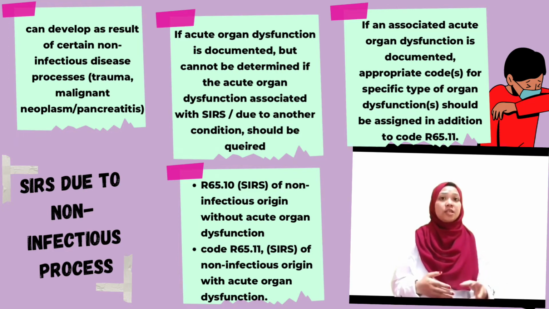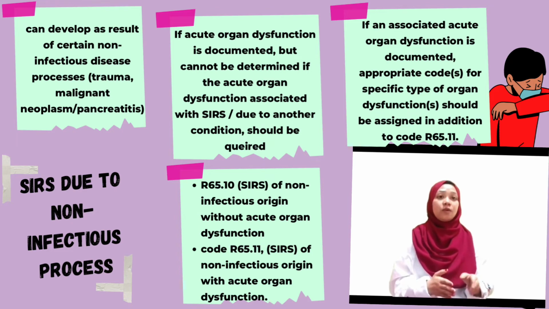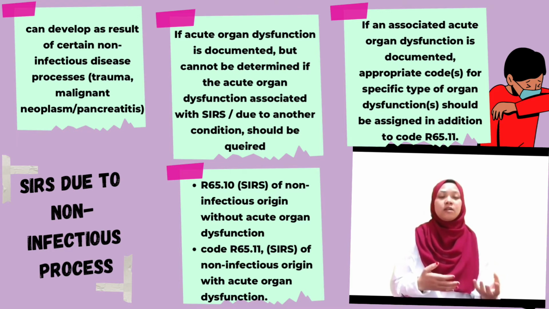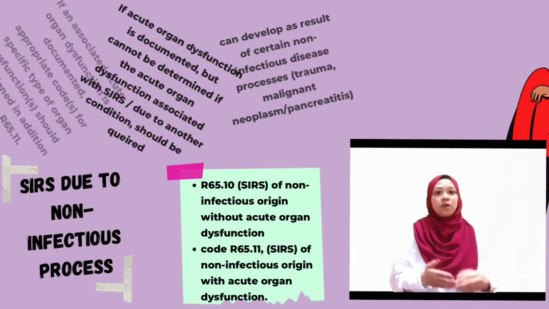Another condition is if an associated acute organ dysfunction is documented, the appropriate code for the specified type of organ dysfunction should be assigned in addition to code R65.11. And another condition is if acute organ dysfunction is documented but it cannot be determined if it is associated with SIRS or due to another condition, the provider should be queried.